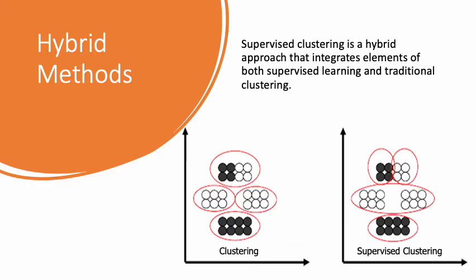Supervised clustering is a hybrid approach that integrates elements of both supervised learning and traditional clustering. While traditional clustering groups data points based on their similarities without using labeled data, supervised clustering uses labeled data to guide and improve the quality of the clusters.